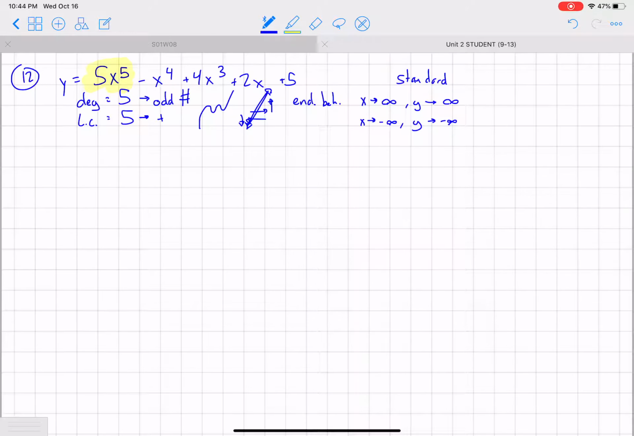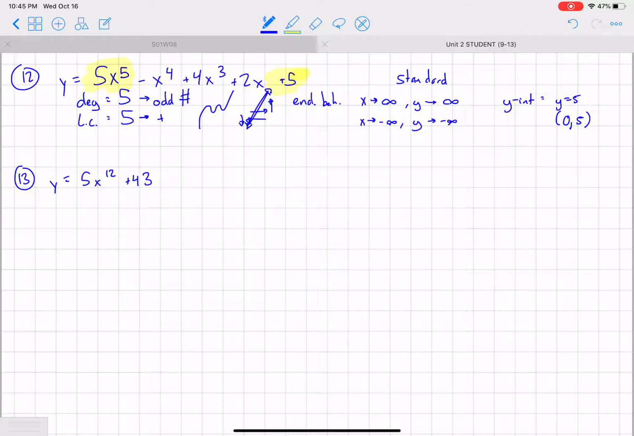The instructions also ask to find the y-intercept. For that, if it's in standard form, we just look at that last term. So our y-intercept is y equals 5, or if you want to write that as a whole point, (0, 5). All right, so that's all we had to do for 12. This is just like the quiz that you took most recently.